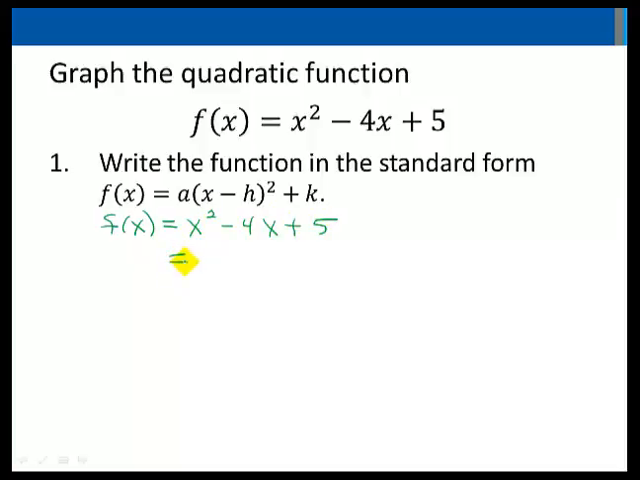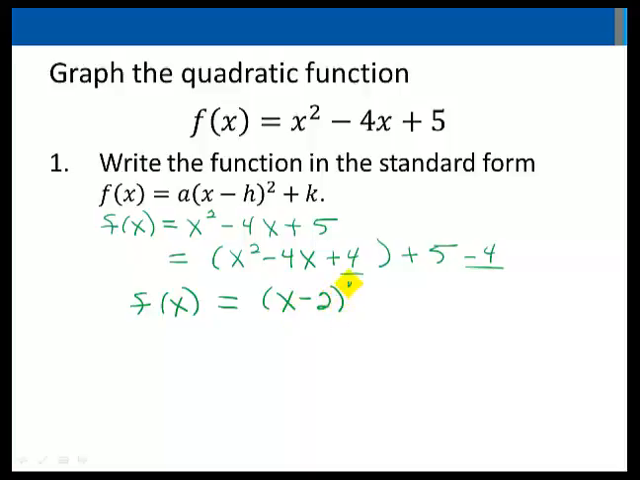To write this function in standard form, I'm going to put the x^2 - 4x in parentheses, leave the plus 5 outside of the parentheses, and think of what number I need to add inside the parentheses to complete the square. Well, to complete the square, we take half of negative 4 and square it, giving us plus 4. And to keep the right side of our function the same, if we're adding 4 here, we need to subtract 4 as well. Okay, so we have f(x) = (x - 2)^2 + 1, and the function is in standard form.